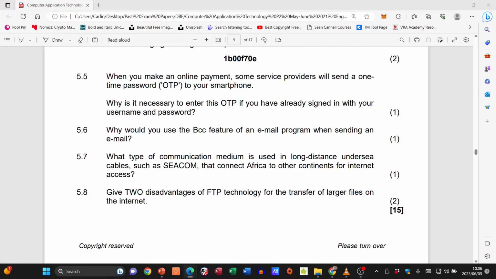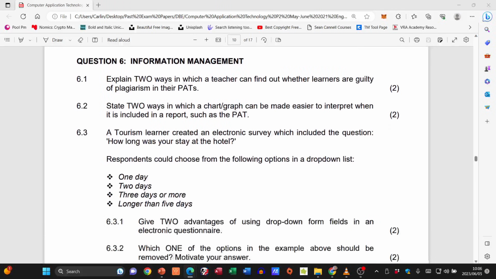Right, so that takes us to the end of question 5. And now we're going to move on to question number 6. So question 6 deals with information management. And we can see a word that's coming through here called the PAT. All right, that dreaded PAT. So let's look at this.